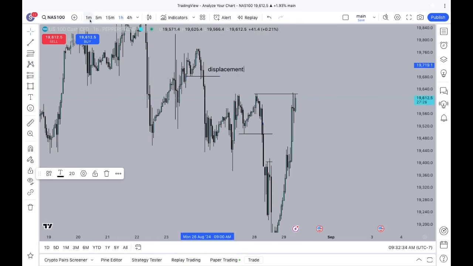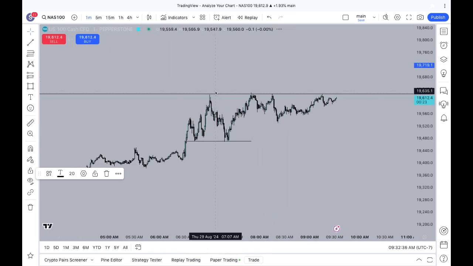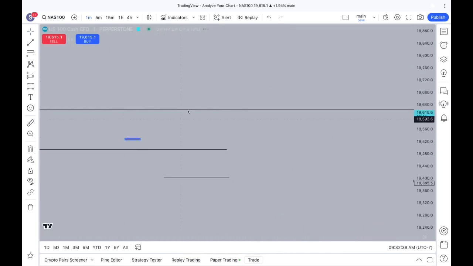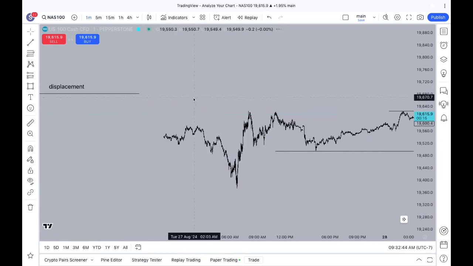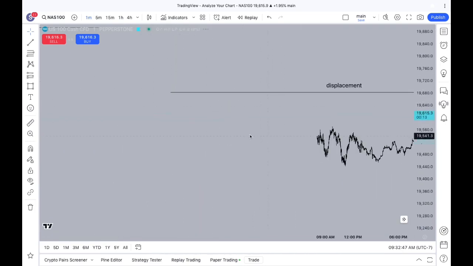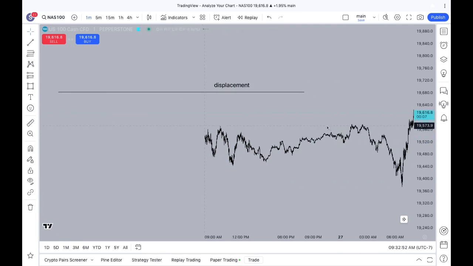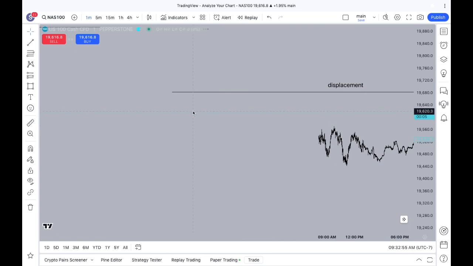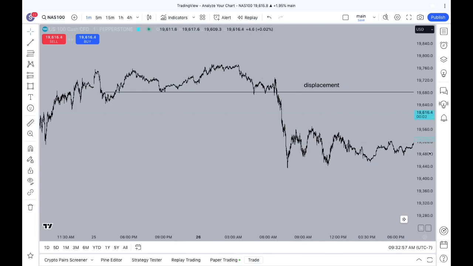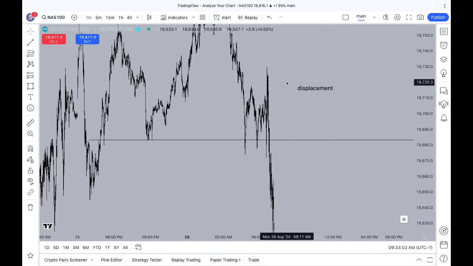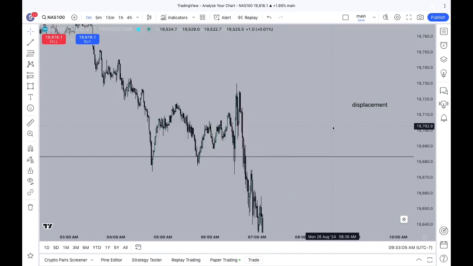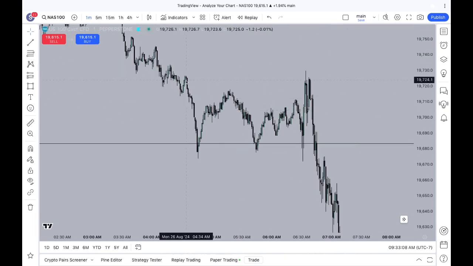So I have displacement right here. We're gonna go on to the 1 minute. It makes it easier since it's closer because it takes a while to load for me. So we're right here. All right, so here we have displacement right here. So we're gonna see what price does that helps us identify this displacement. So we're gonna mark out some of these fair value gaps.